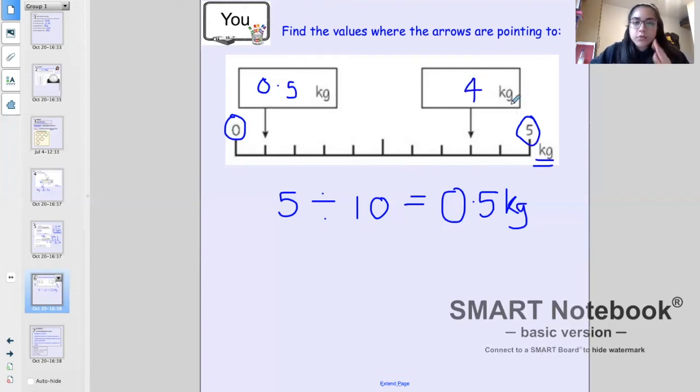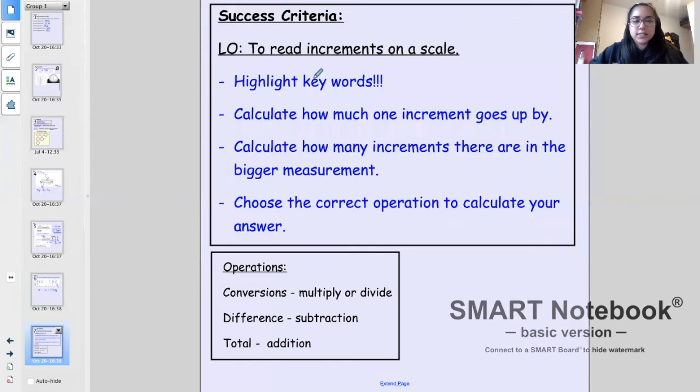Now, in some of your questions, don't forget to write the units with your answers. Okay, let's have a look at the success criteria. So, to be successful in achieving our learning objective today, you will have to do the following. You're going to need to highlight keywords. And I know online you can't really highlight, so maybe write down the keywords. That might help you even more. Calculate how much one increment goes up by.